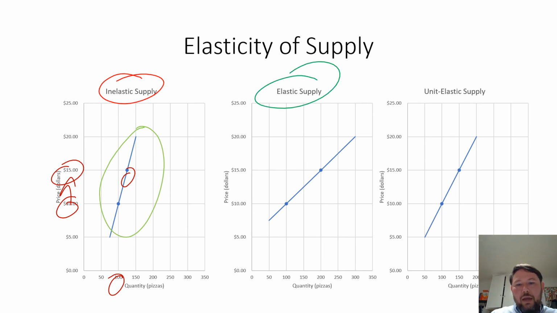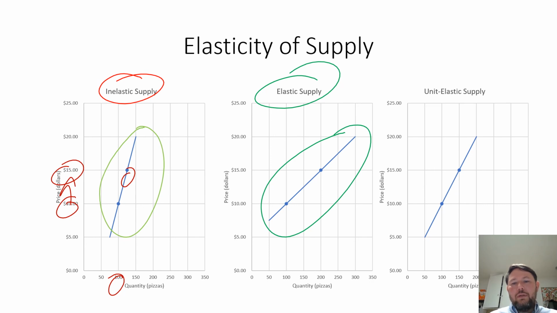Looking here at elastic supply, we can see that our supply curve is probably a little closer to lying flat or being horizontal. Again, visual clue, not guaranteed, but a visual clue that we are probably looking at an elastic supply curve. And more importantly, we can see that when our price went from 10 to 15 in this particular case, quantity of pizzas supplied went from 100 to 200. A much greater change in quantity supplied in that price change than we had back with our inelastic supply example.